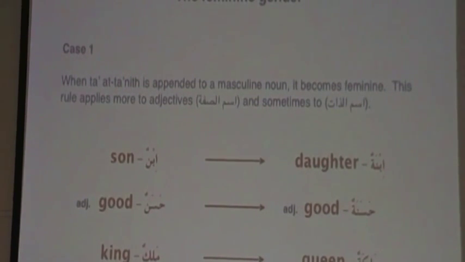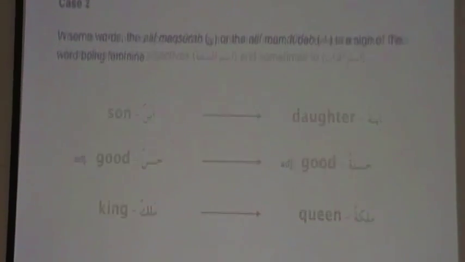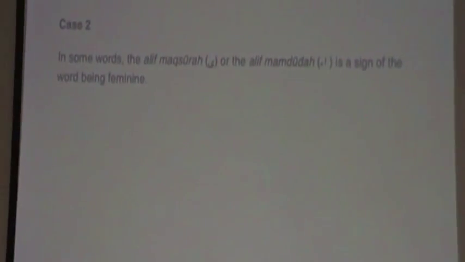Whenever you see ta marbuta, you know it is feminine. There's an exception to that rule, but we'll see it at the end of the lesson. Now in some words we find something called an alif maqsoora. What's it called? Alif maqsoora. Right. And an alif mamduda. There are two alifs. This alif mamduda is the one we're referring to here when we place a hamza afterwards.